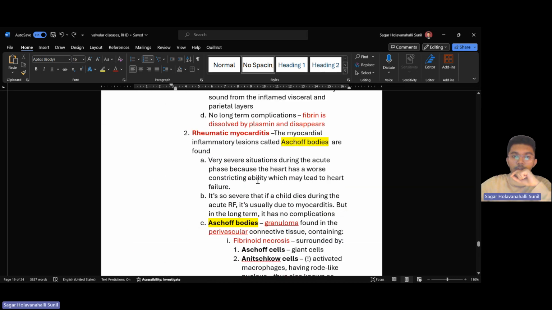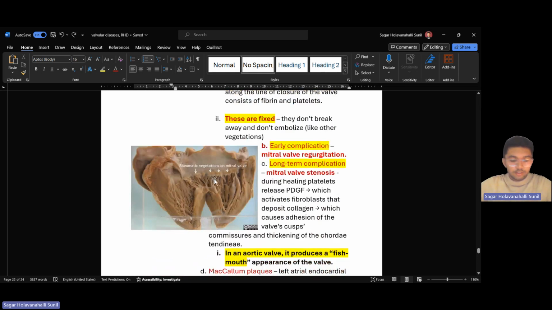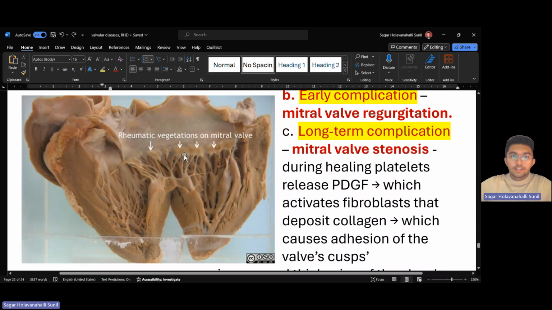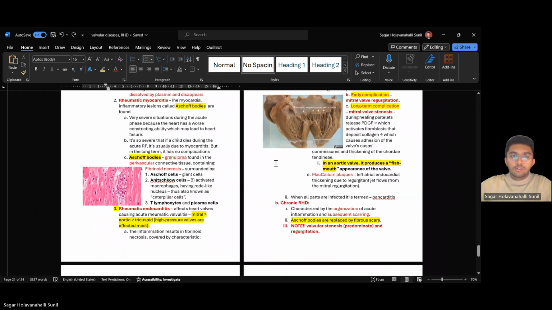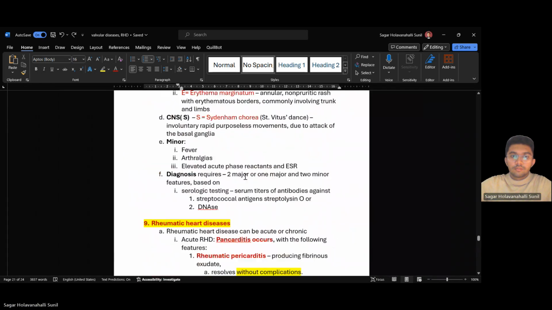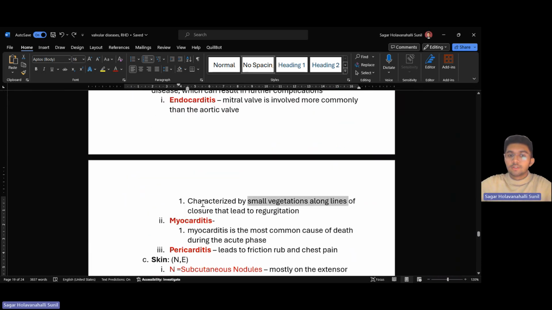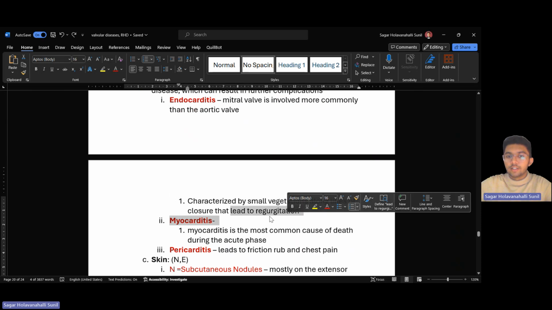I think I have a picture for that, so you can look at this. You can see that there are these small bumps, right? These are the rheumatic vegetations on the mitral valve. Now, these are small vegetations along the lines of closure, and they can lead to regurgitation.